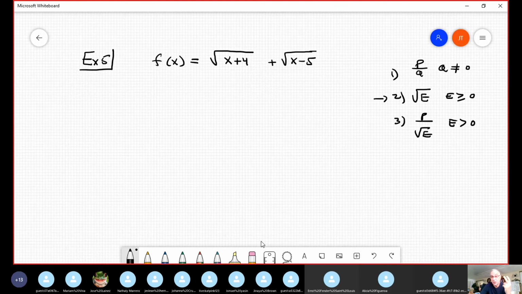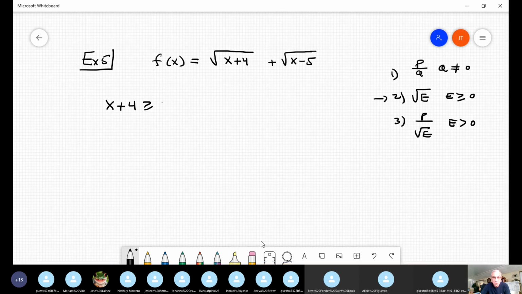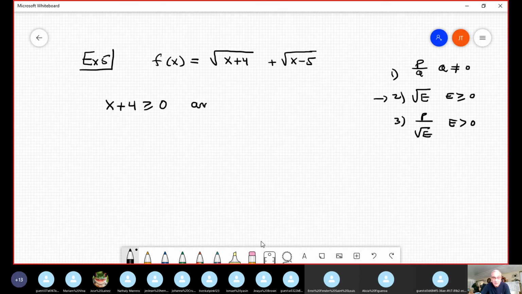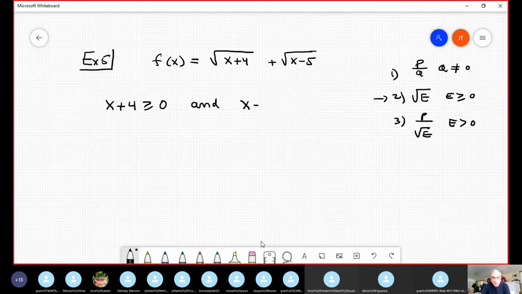So you set up two inequalities. And these inequalities you connect by "and", because you need to satisfy the first condition and the second condition. And the set of the interval that satisfies both conditions simultaneously is the domain. Okay, so you set it up like that. You copy the expression inside the first radical, and you enforce it to be non-negative. And x minus 5, again, non-negative.